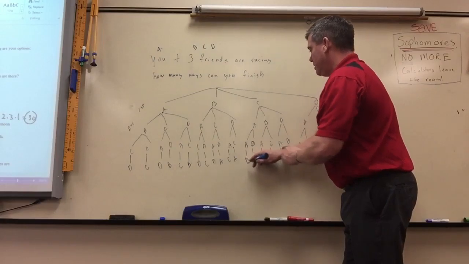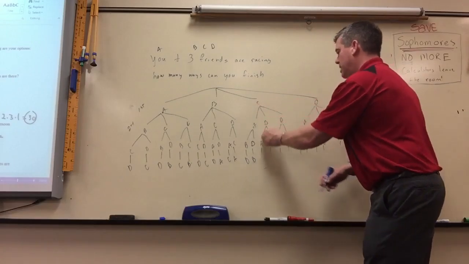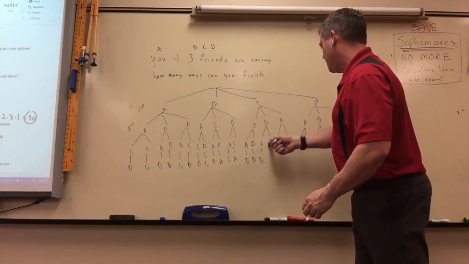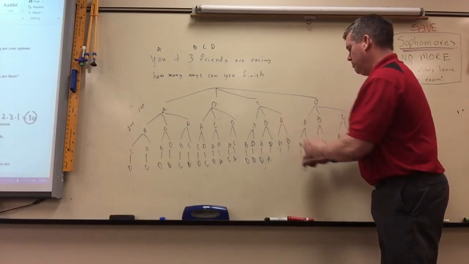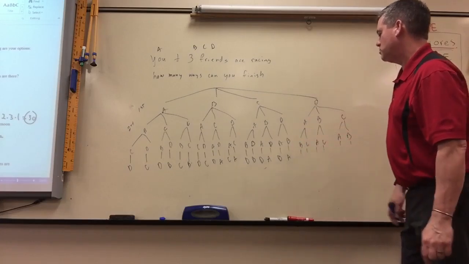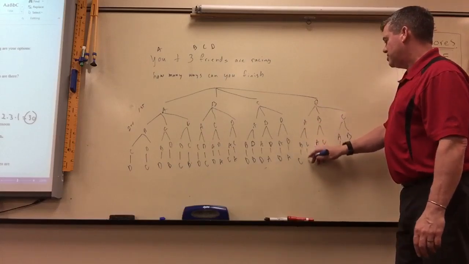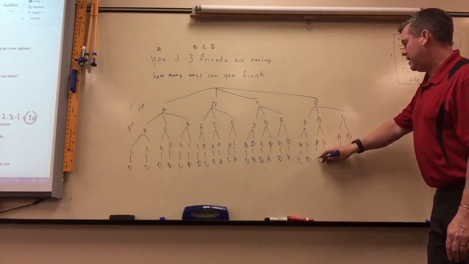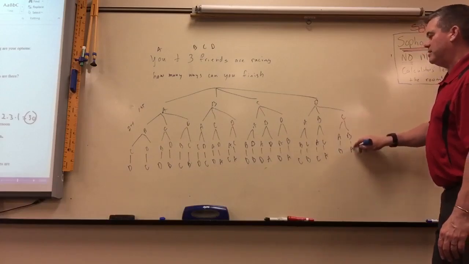C, A, B, D. C, A, D, B. C, B, A, D. C, B, D, A. Oh, I messed up here. This should have been a D. And this would be B. And this would be A. And then here, D, A, B, C. D, A, C, B. D, B, A, C. This would be A. This would be B. And that would be A. Okay?